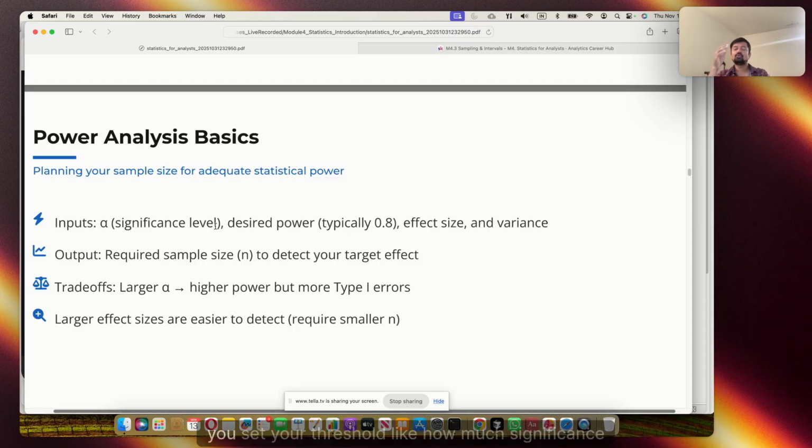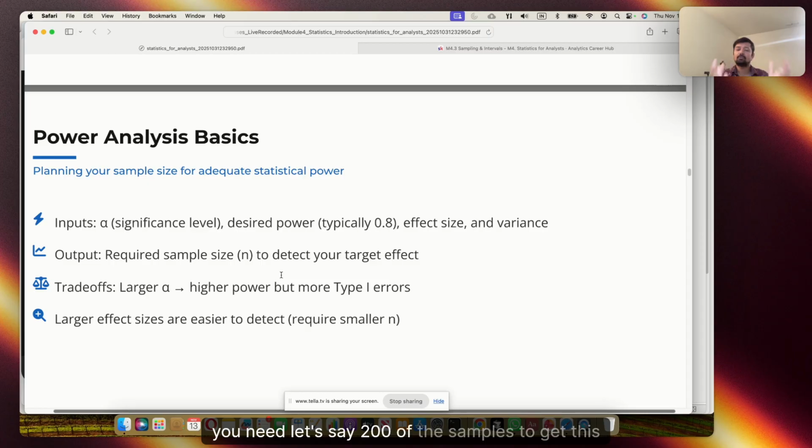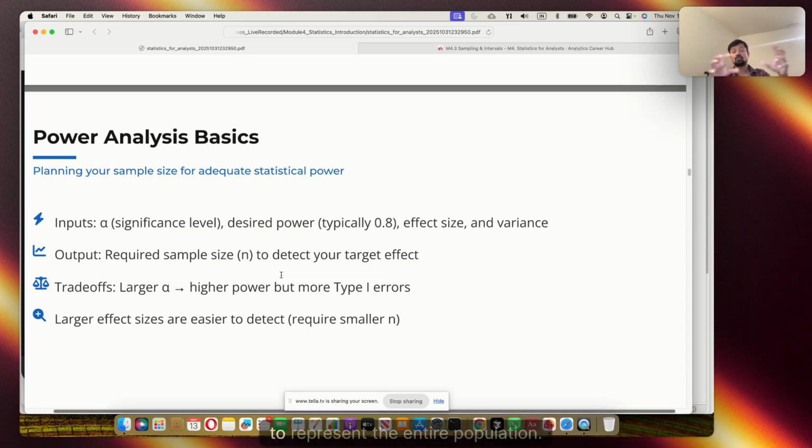For that you set your thresholds: how much significance level you want, how much desired power you want, how much effect size you want, and how much is the variance in the data. Then your output will be the sample size. Based on the desired significance level, power, effect size, and variance, it will tell you, okay, you need, let's say, 200 samples to get the statistical significance needed to represent the entire population. So that is power analysis.